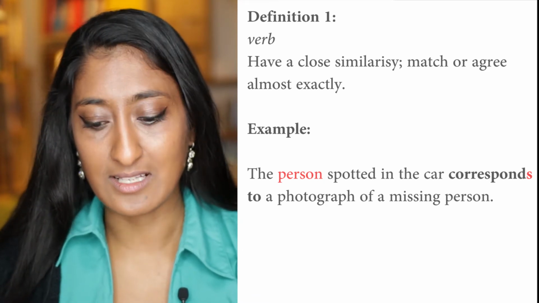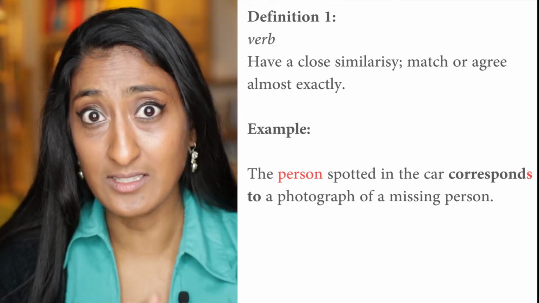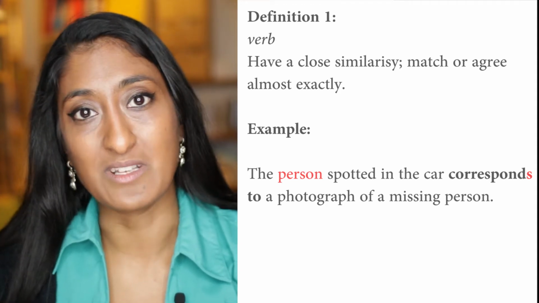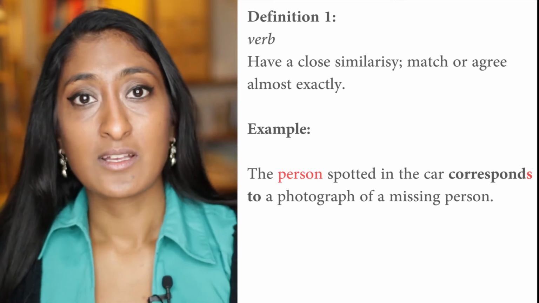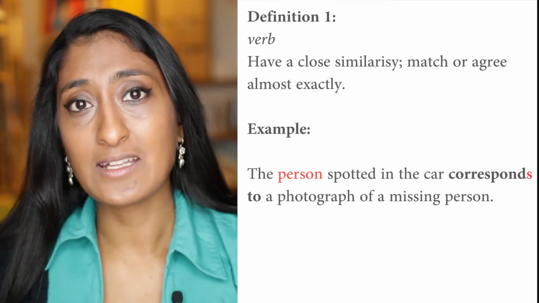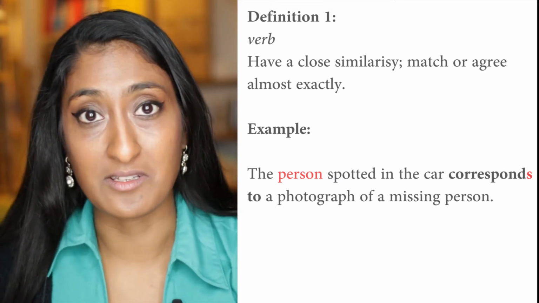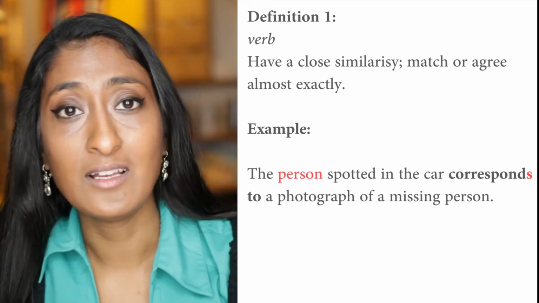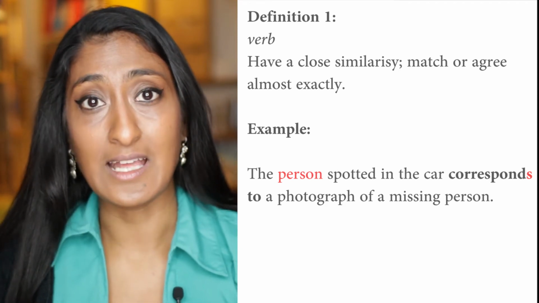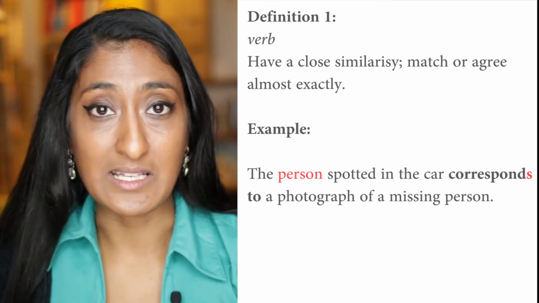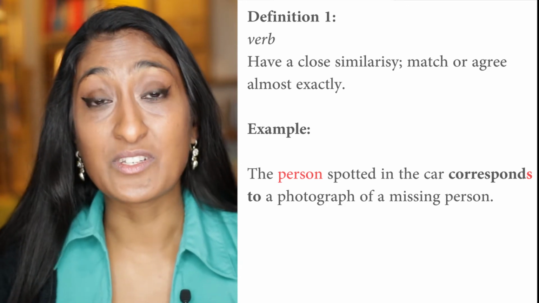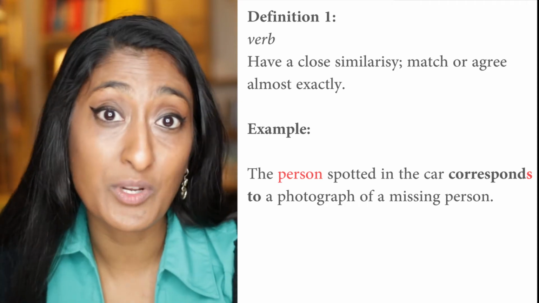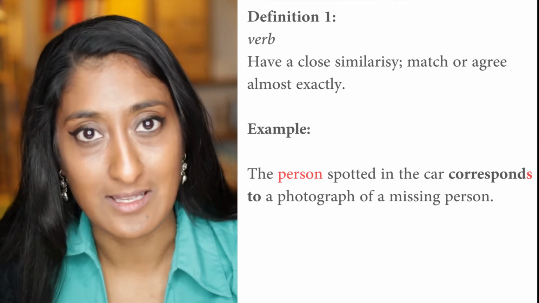So let's have a look at that sentence again. The person spotted in the car corresponds to a photograph of a missing person. You've got this sighting of a person in the car, and maybe there might have been missing posters of a person around, and the person that saw the guy or girl in the car recognized this person as probably this missing person that was advertised. So the description of this person corresponds to the photograph. It is pretty much the same or almost the same.